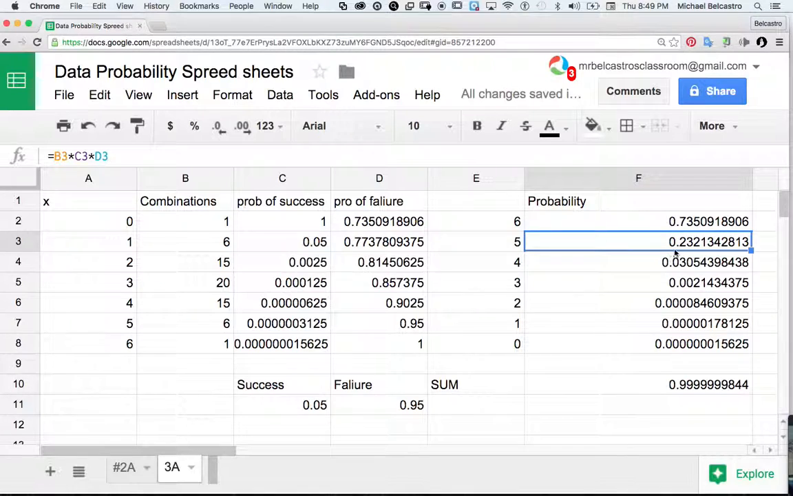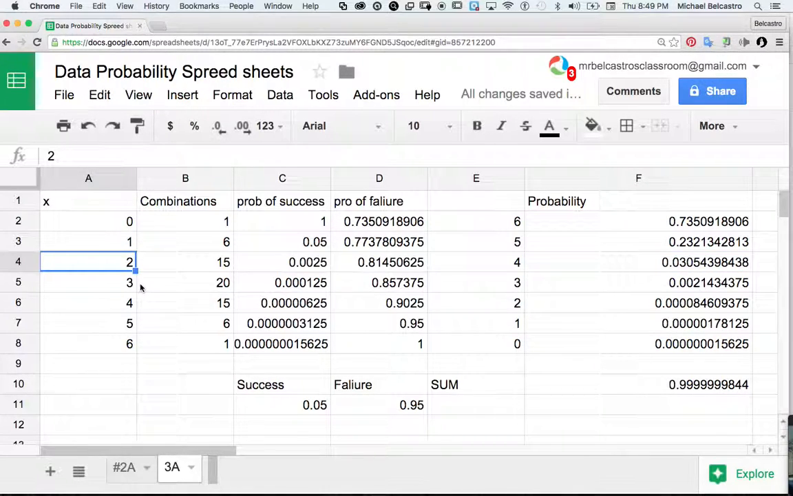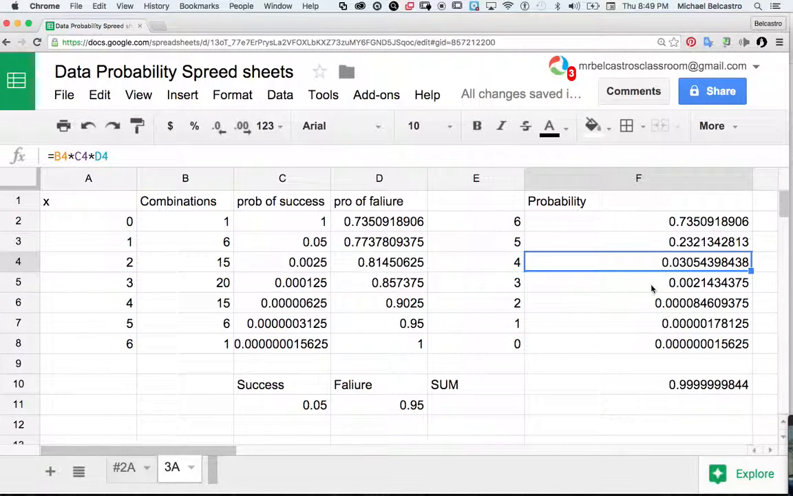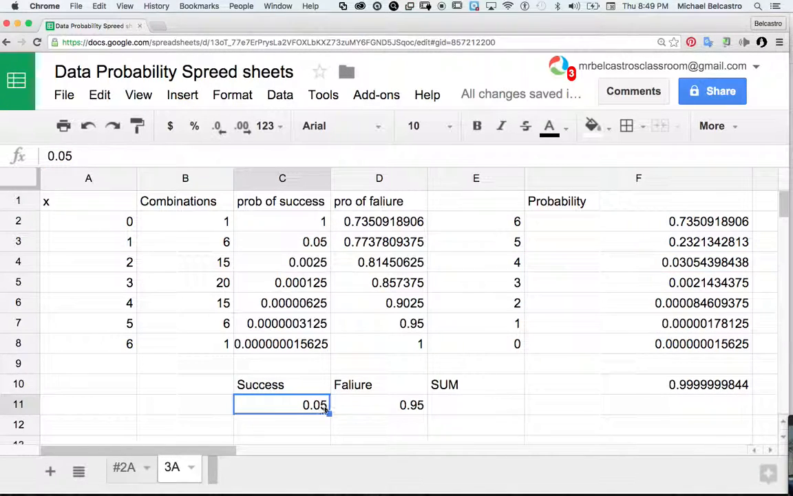Our second one says there's a 23% chance that one of the engines will be flawed that the inspector has chosen at random. Our third one here says there's a 3% chance that 2 of them would be flawed. So you can tell that it's already dropping quite a bit because the flaw rate is 5%. It's a really low rate. So the probability that we're talking about half of them being flawed is very unlikely. Okay, so in this one it's 0.2.